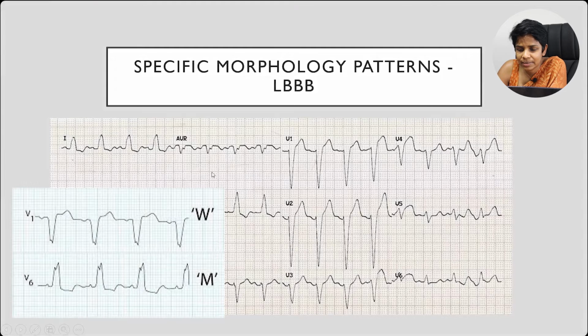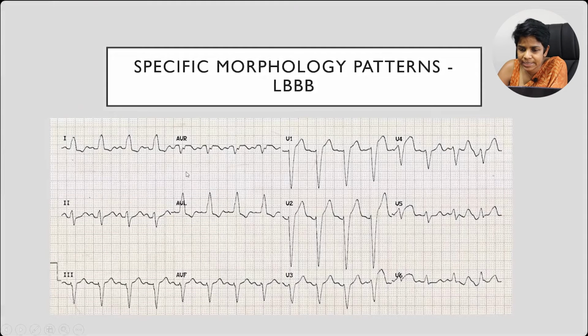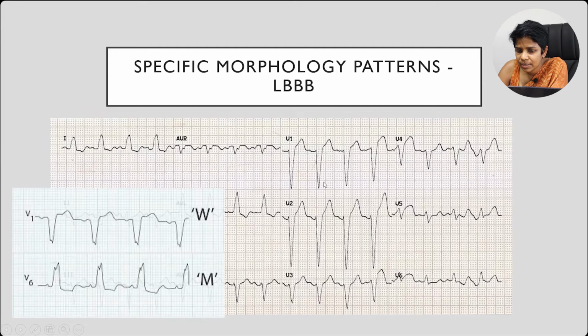One is left bundle branch block pattern. If you can appreciate that QRS complexes are wide, and then here in anterior V1 to V3 leads, it's more negative and wide, and in lateral leads, V5, V6 and L1, aVL, it is positive, and it shows M pattern in L1, aVL and W pattern in V1. This is the W and M pattern that is noted in left bundle branch block.